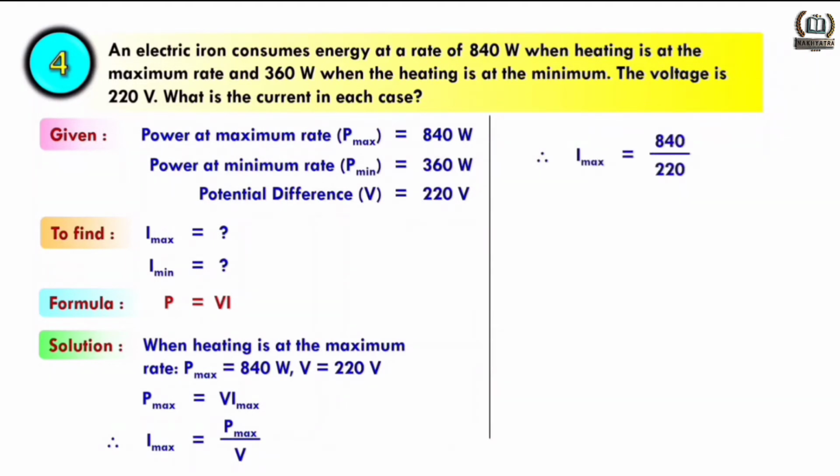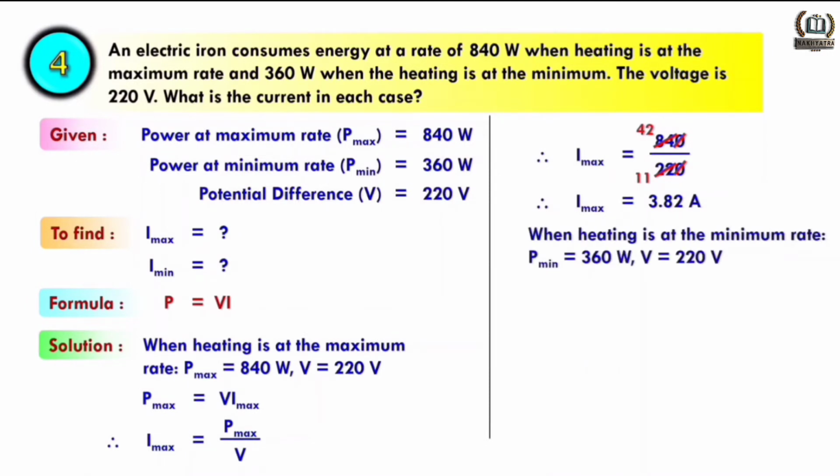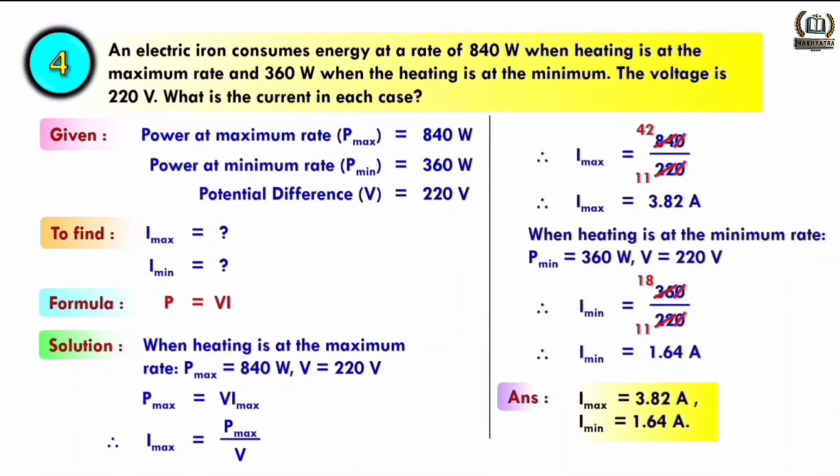Now put the values. I max equals 840 by 220. After cancellation we will get I max equals 3.82 ampere. Now for the second case, when heating is at the minimum rate, P minimum equals 360 watt and V equals 220 volt. So you see here I minimum equals 360 by 220. Now do the cancellation, we will get I minimum equals 1.64 ampere. So therefore the maximum current is 3.82 ampere and the minimum current is 1.64 ampere.